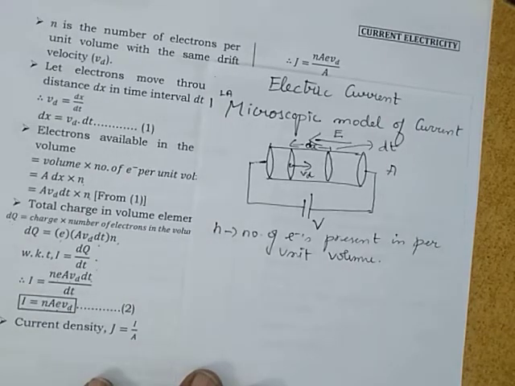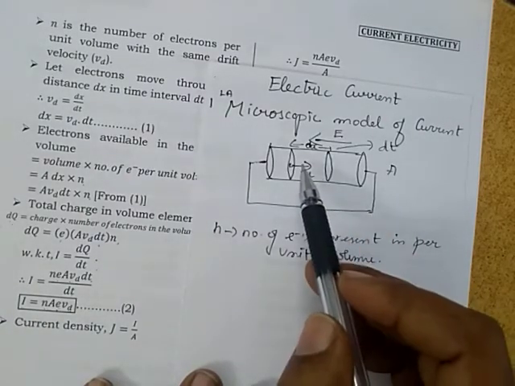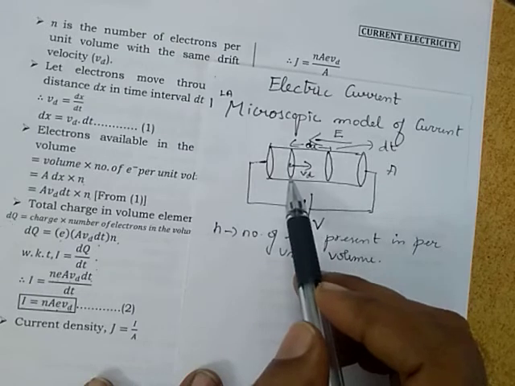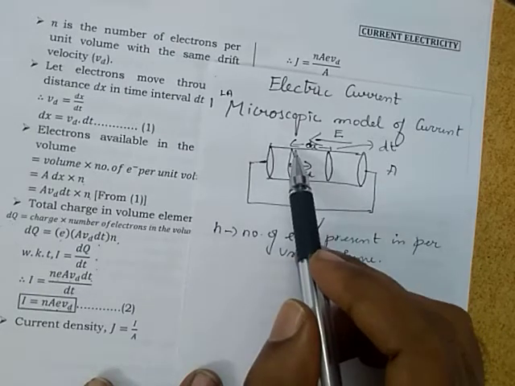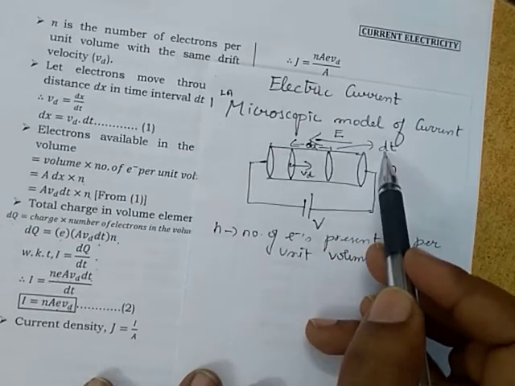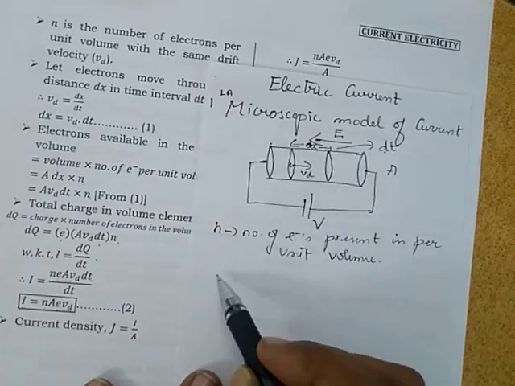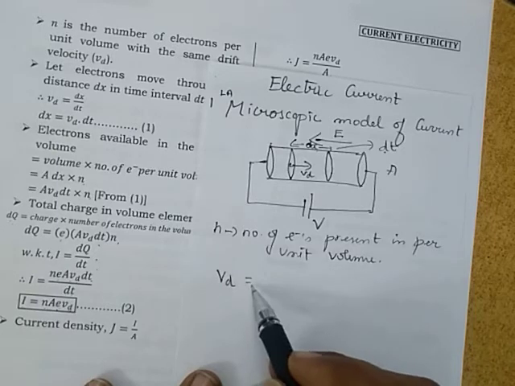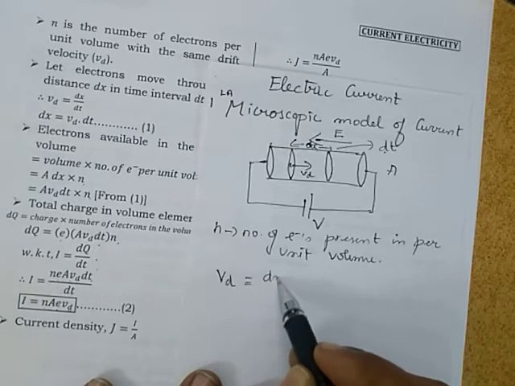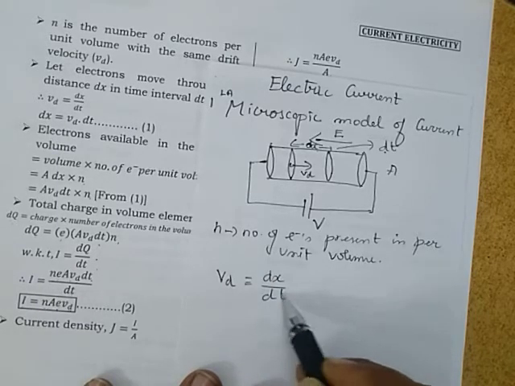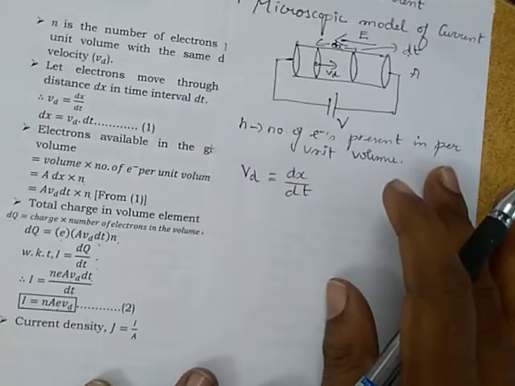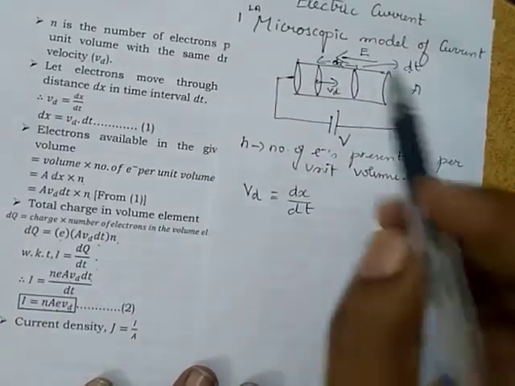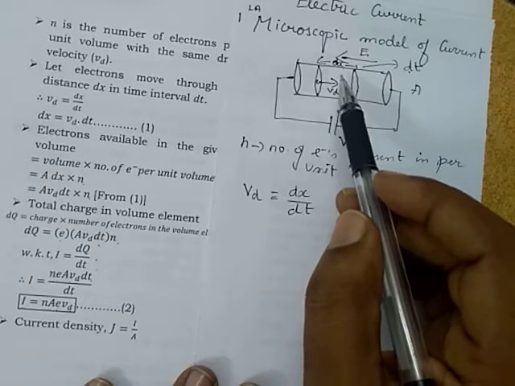Here this electron moves from this point to this point, a distance dx in a time interval dt, with the drift velocity Vd. So the drift velocity of the electron is Vd = dx/dt. Then we need to find the number of electrons present in that volume.